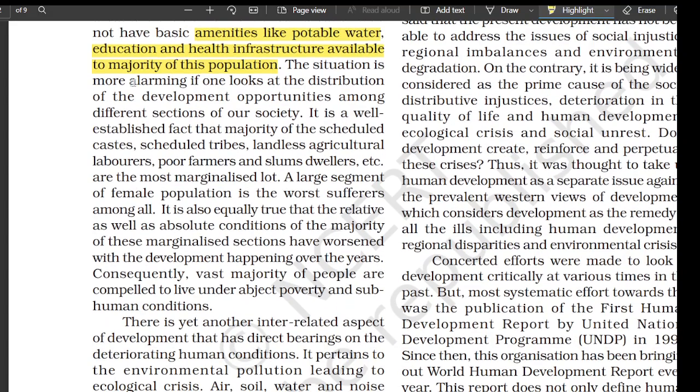The situation is more alarming if one looks at the distribution of development opportunities among different sections of our society. It is a well established fact that the majority of the scheduled castes, scheduled tribes, landless agricultural laborers, poor farmers, slum dwellers, etc., are the most marginalized lot. A large segment of the female population is the worst sufferer among all. It is also equally true that the relative as well as the absolute conditions of the majority of these marginalized sections have worsened with the development happening over the years. Consequently, a vast majority of people are compelled to live under abject poverty and subhuman conditions.